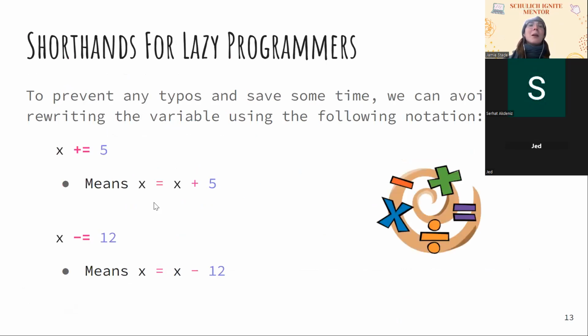And some shorthand for updating a variable would be x += 5, which means the same thing as x = x + 5. And same thing with x -= 12. That's just a slightly easier way to update a variable with itself that doesn't involve typing out x twice. It's a bit of shorthand for lazy programmers.